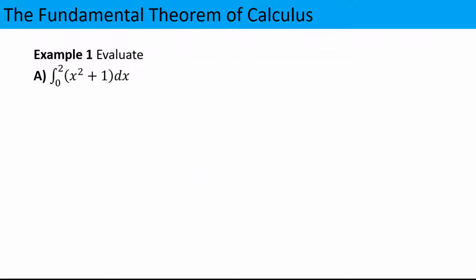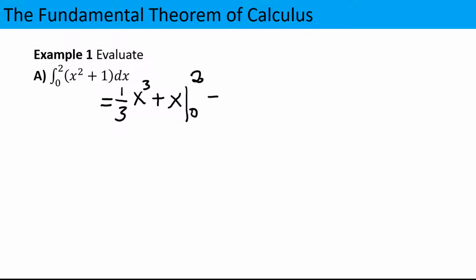Example 1. Evaluate the following integrals. A. The integral from 0 to 2 of x squared plus 1 dx. To do this definite integral, we first compute the indefinite integral. The antiderivative of x squared is x to the add 1 to the power, so it would be x cubed divided by the same power, so 1/3, plus the integral of 1 is x, and we evaluate from 0 to 2.